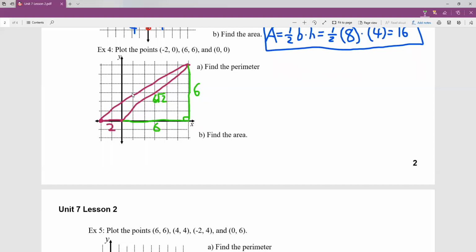Now the other side here, this last side, I'm going to call this last side X. This last side X is going to be a little bit more difficult to find because we need to do a little more work. What we really need to look at is this triangle.